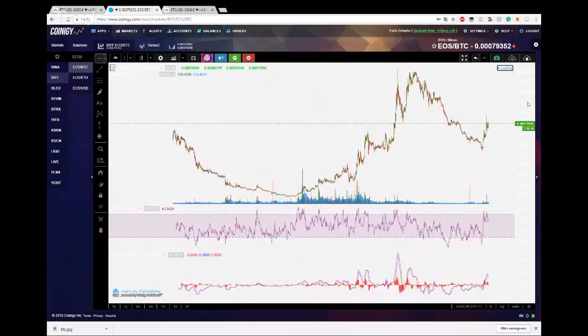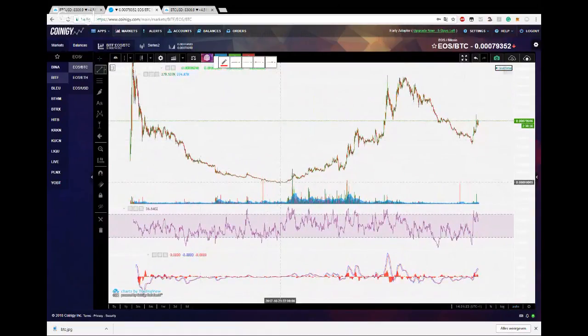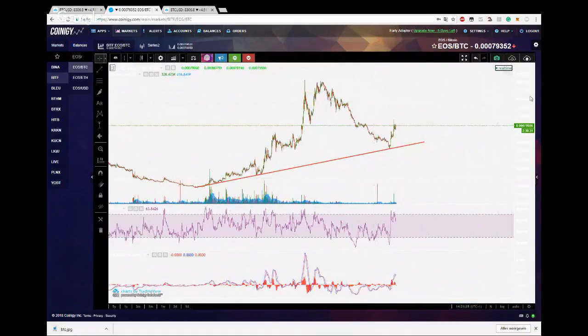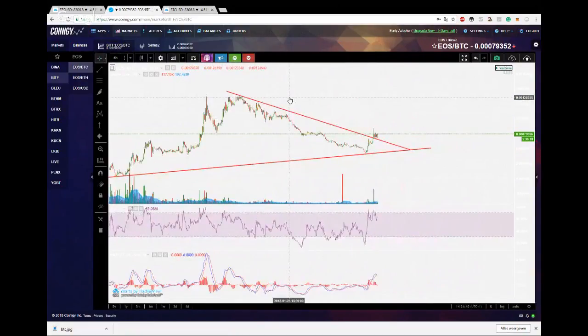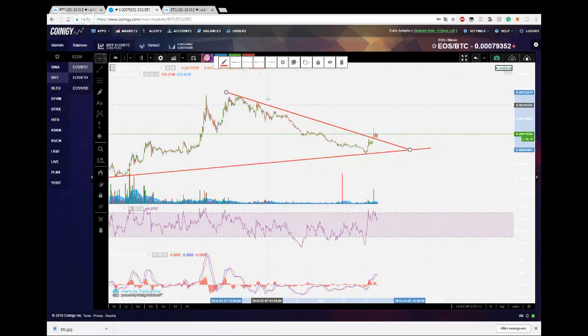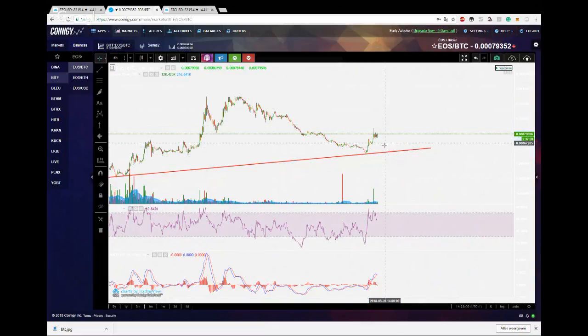Now, if we pair it against Bitcoin, kind of the same story. So we have our support. There you go. And in essence, this should be the trend line, the resistance, but this has only been tested 2 times. 1, 2, which does not make this a valid trend line. You need at least 3 tests in order for it to be a valid trend line. So let's just remove this.